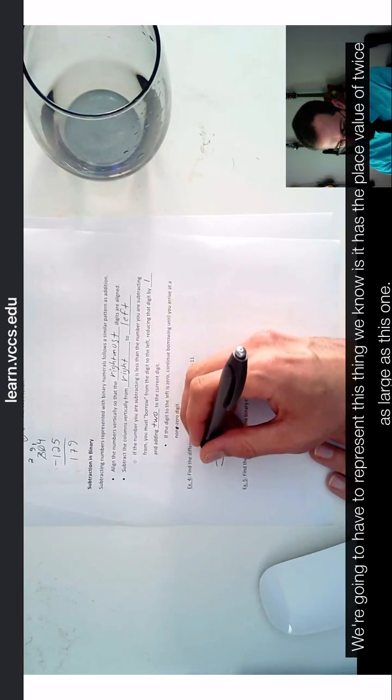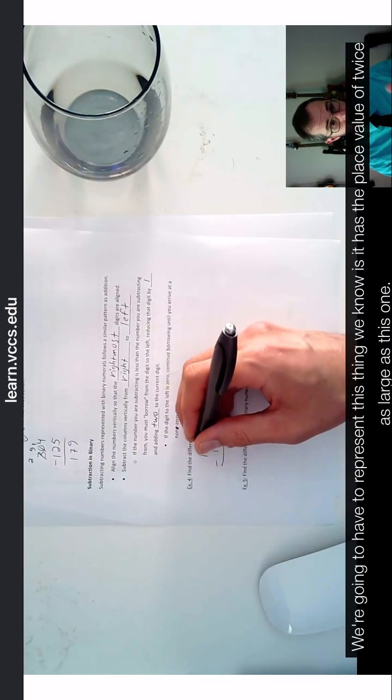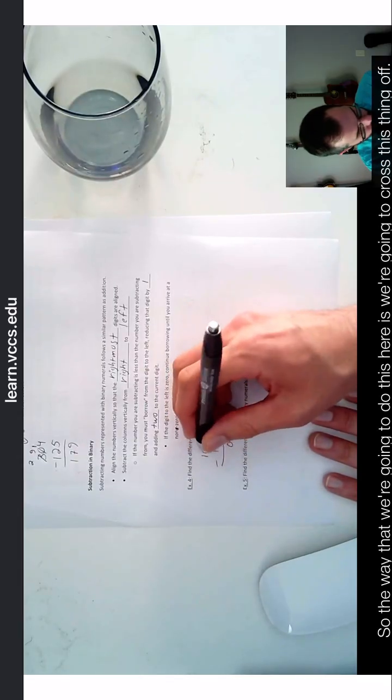We're going to have to represent this thing we know has a place value twice as large as this one. That's the whole idea with the place value system: every time you go one further to the left, the digit has a value equal to the radix times as big as what it was. So in decimal, each digit to the left is 10 times as big as what it was. Here with binary, it's twice as big as what it was. So the way that we're going to do this here is we're going to cross this thing off.